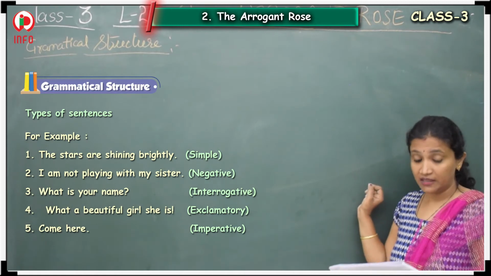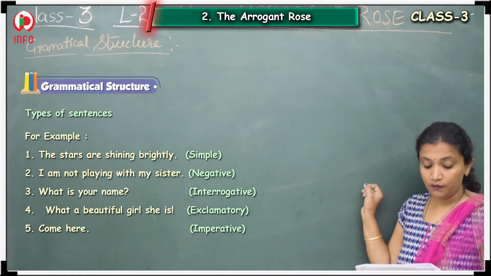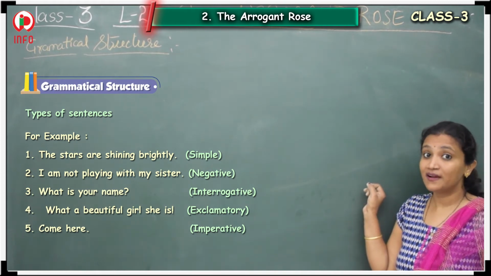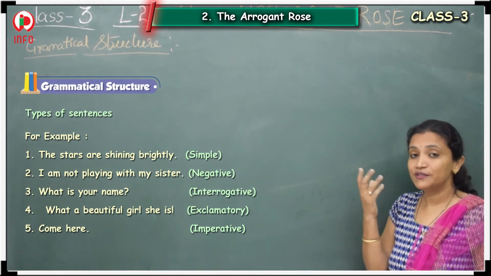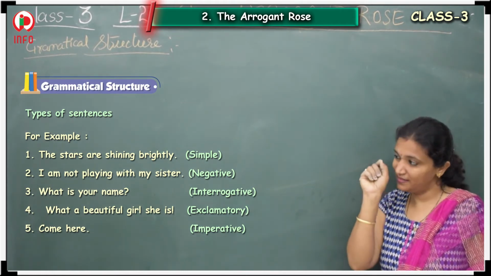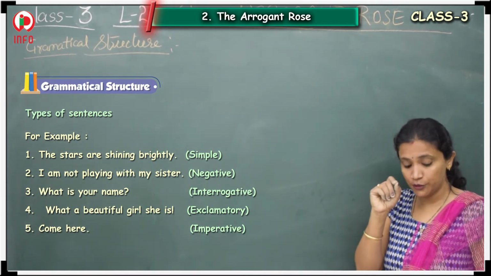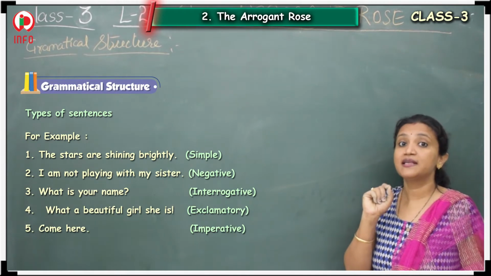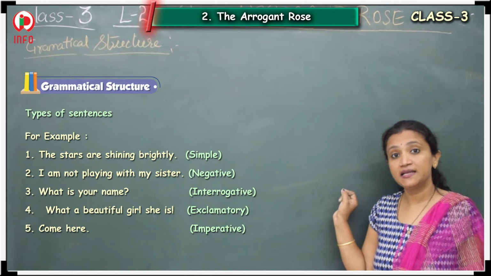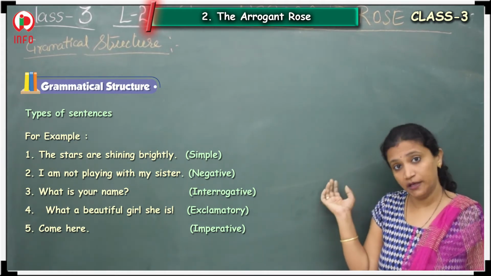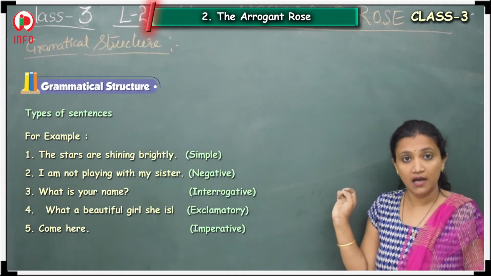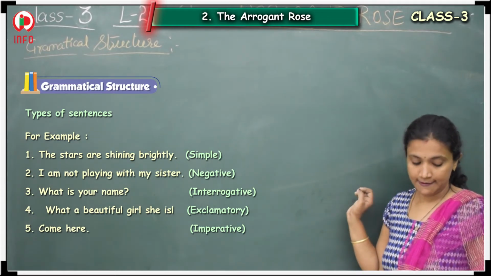Yes, children. Now we will go for the next one. What a beautiful girl she is! So, surprisingly, what a beautiful girl she is. Can you see one mark with a standing line and one dot? So it is called an exclamatory mark. I will explain further what exclamatory sentences are.